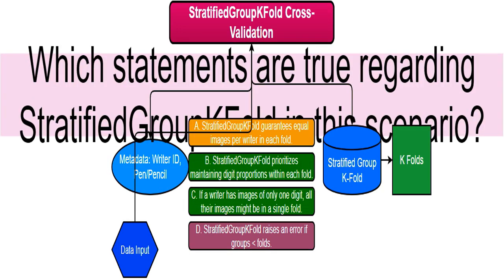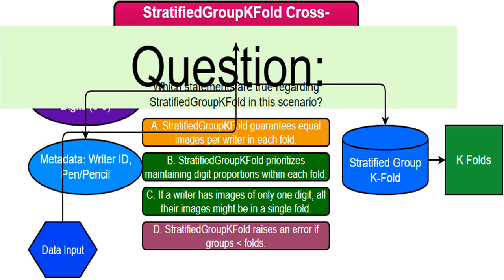This is true. StratifiedGroupKFold's main job is to maintain the correct proportions of each digit, 0 to 9, in each fold, while still considering the group structure. This is the stratification part of its name. This statement is false. While StratifiedGroupKFold keeps images from the same writer together, it doesn't guarantee that each writer will have an equal number of images in every fold. The goal is to maintain the balance of digits, not writers, across the folds.